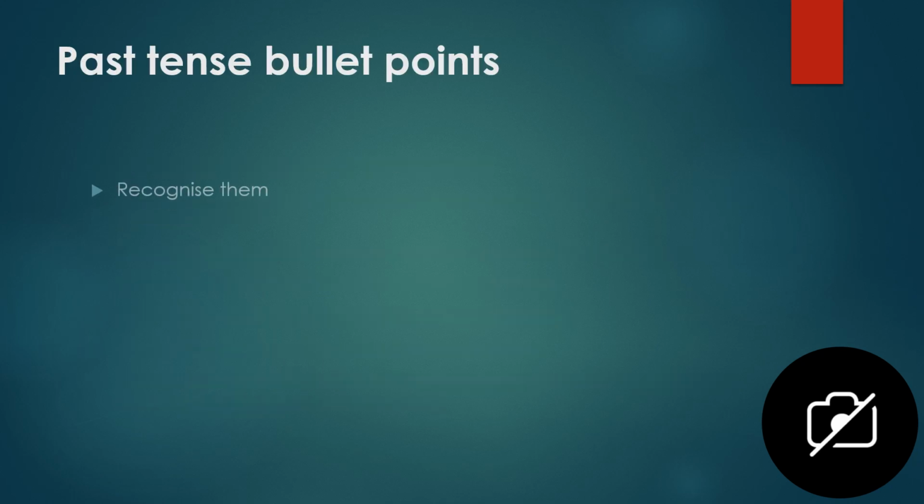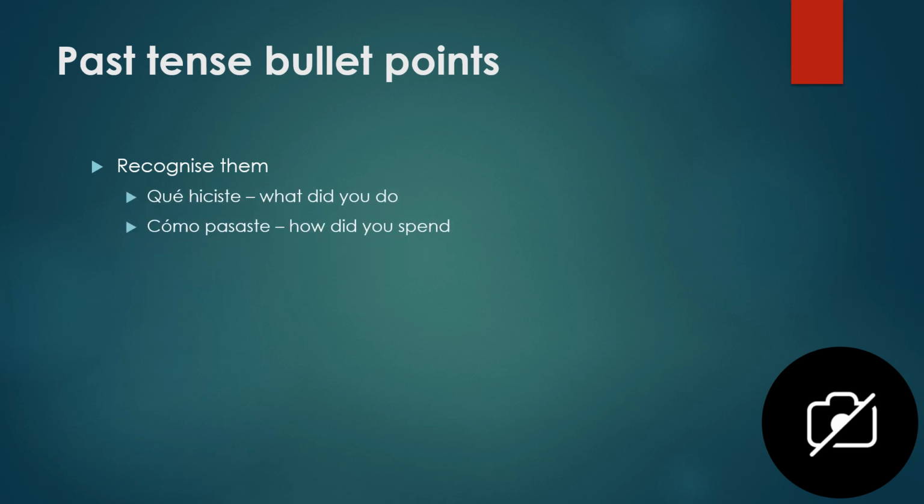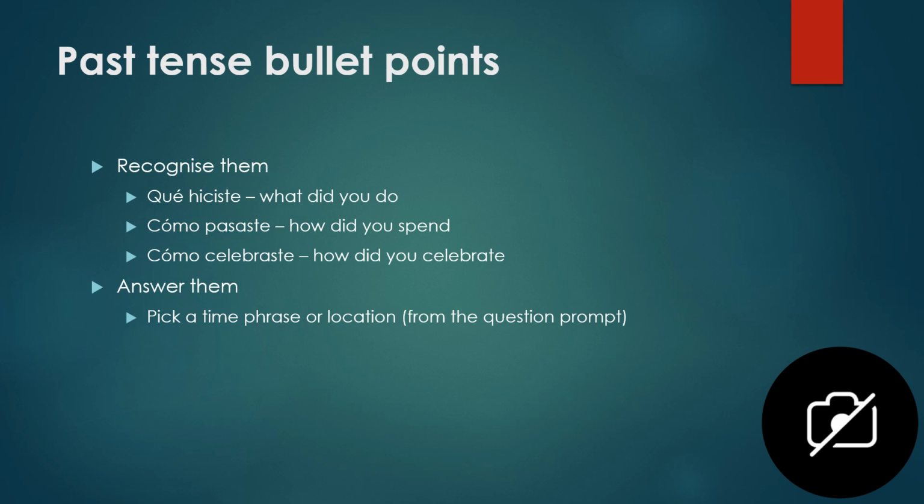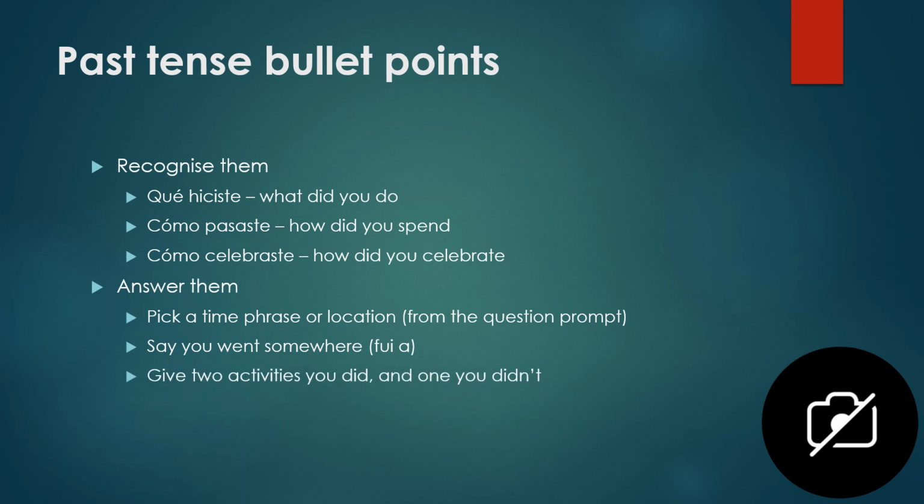The past tense bullet points, you recognize them by ¿qué hiciste?, ¿cómo pasaste?, ¿cómo celebraste? Anything ending in este or iste will usually determine that it's a past tense question. So in order to answer them, my advice to you would be to pick a time, phrase, or location from the question prompt. Say you went somewhere, give 2 activities that you did and 1 that you didn't do. The examples are all going to use these 3 verbs, by the way. Vi, I saw, comí, I ate, and hablé, I spoke. And finally, you'll want to say how it was using the word fue with an adjective.